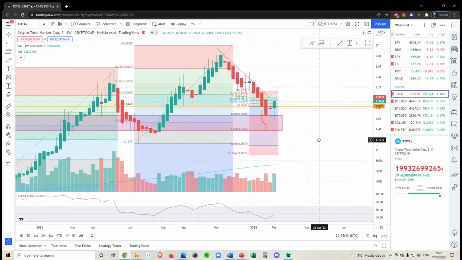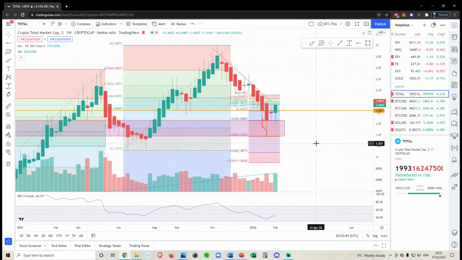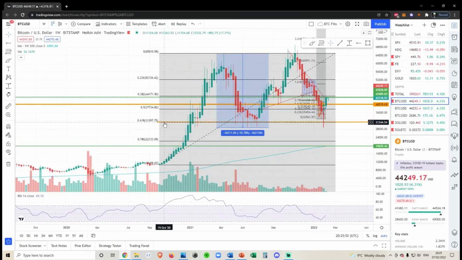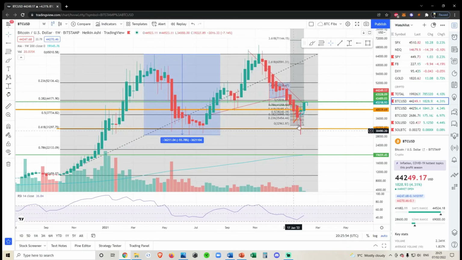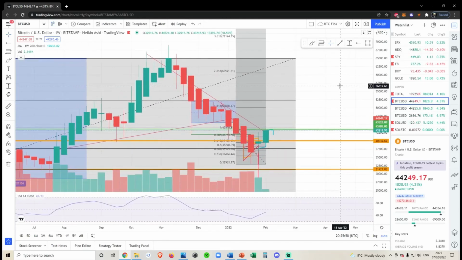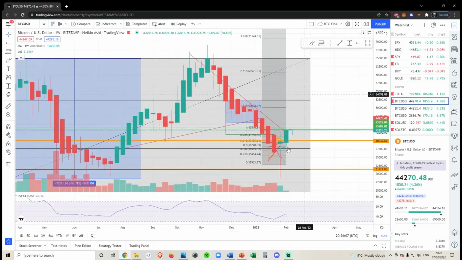Now, just finally, one final thing before I wrap up this video. You can see on the total market cap, we are now above the 0.618. And if we come over to Bitcoin as well, you can see that we are also above this 0.618, and we're above this 0.5. So I'm very confident that the downtrend has ended. But like I said, I would need to see how this candle body opens on the next week. So that's honestly the whole video.